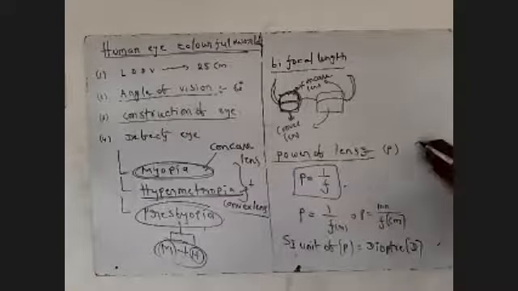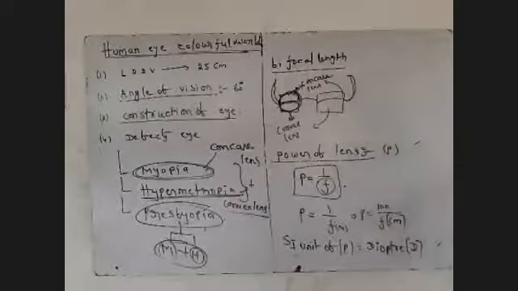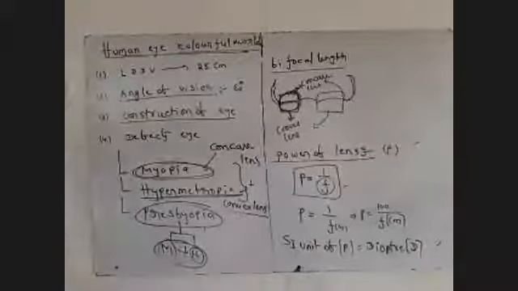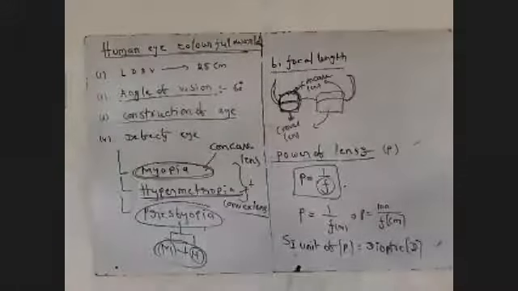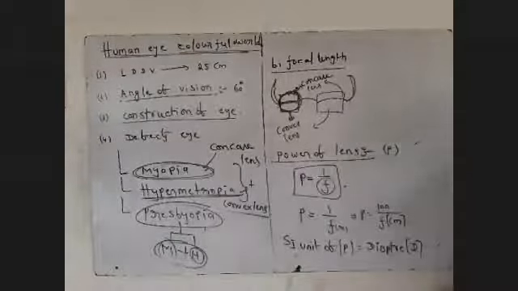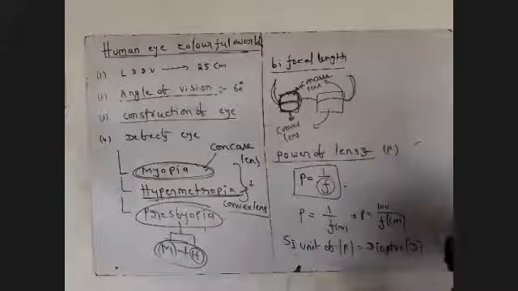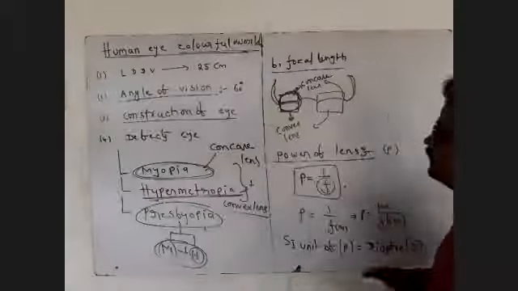This is the focal length. Focal length means the distance from the lens to the focus. Suppose, for example, this is a focal length. This is the power of the lens.